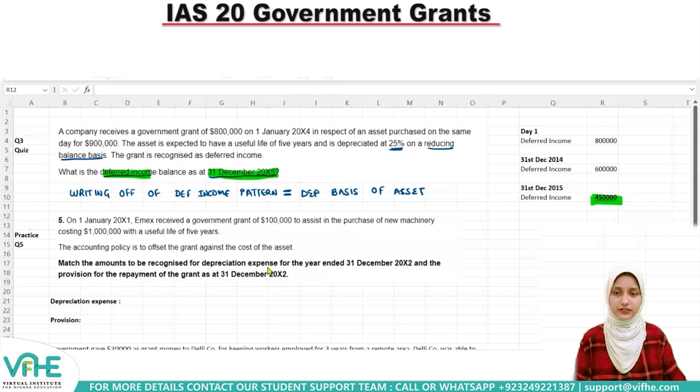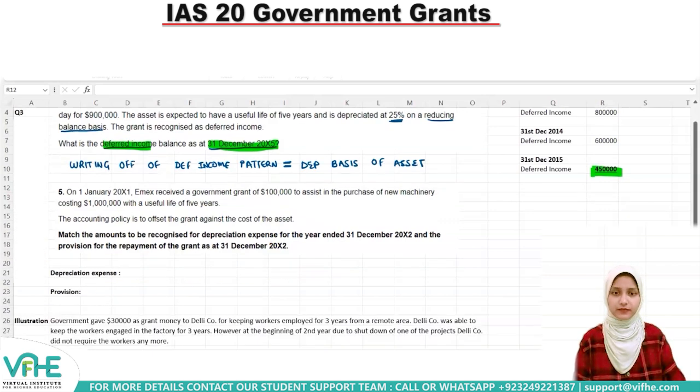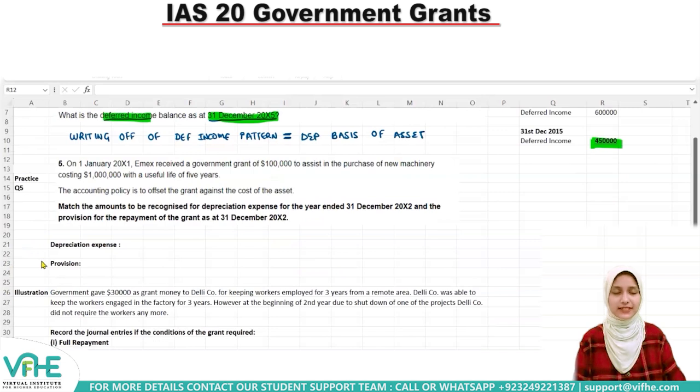Now, going further, we'll come to question number 5. Again, I'll read the requirement and then the case. Match the amounts to be recognized for depreciation expense for the year ended 31st December 2012 and the provision for the repayment of the grant as of 31st December 2012. So, they're asking us the depreciation amount for the year ended 31st December 2012 and the provision for repayment of the grant. Okay. So, we'll read the case now.